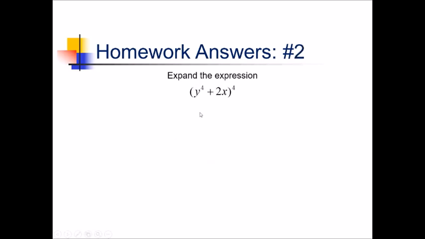For this problem, we're trying to raise this binomial to the 4th power. To get a shortcut formula for this, let me take Pascal's triangle down to level 4. So we've got level 0. Level 1 is 1 and 1. Level 2 is 1, 2 and 1. At level 3, we've got 1, 3, 3 and 1.